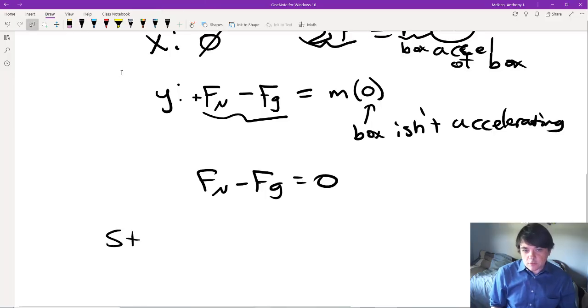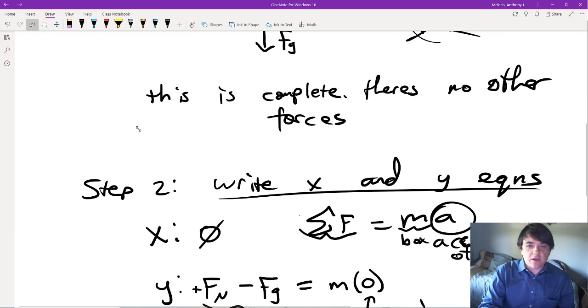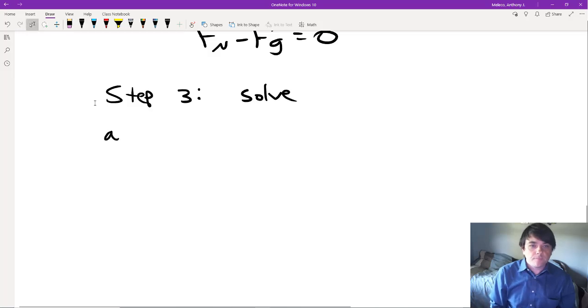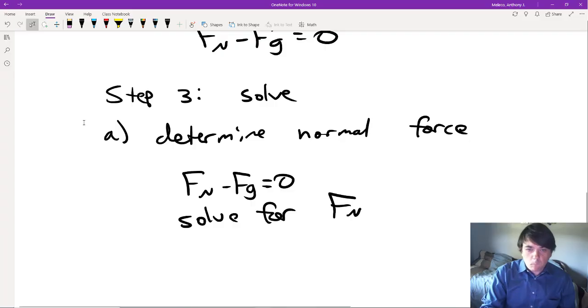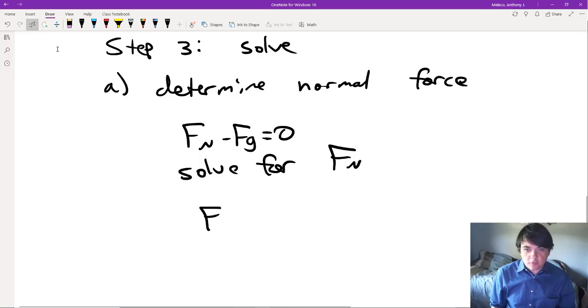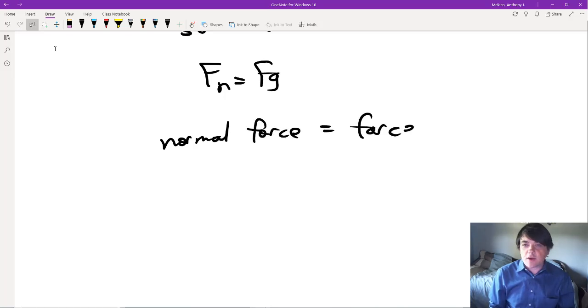Now, step 3, solve. Okay. So we want to determine the normal force of the box. So part A, okay, so we want to solve for Fn. Well, you just add over, right? Fn equals Fg. Okay, so the normal force equals the force of gravity.